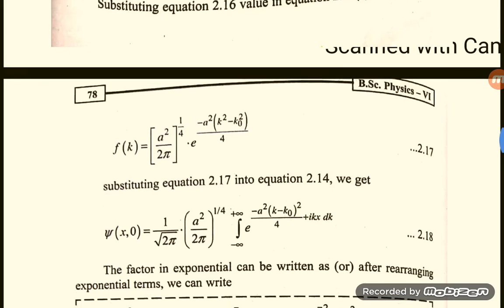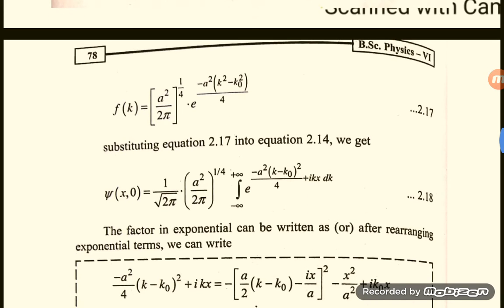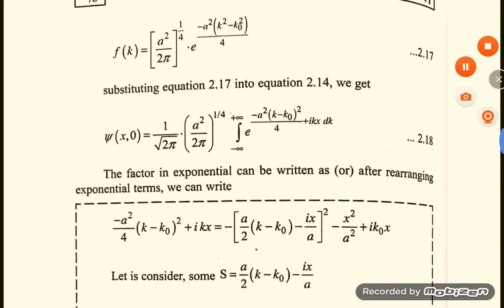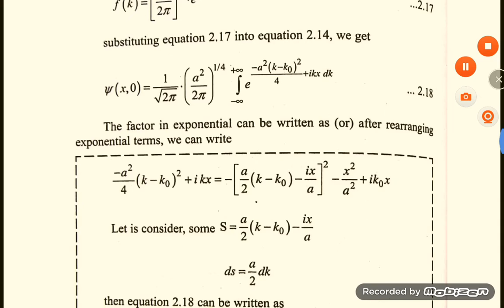Substituting these values in the wave function, psi of x,t is equal to 1 by root 2 pi (a square by 2 pi) whole power of 1 by 4, integral from minus infinity to plus infinity e power minus a square of (k minus k naught) whole square by 4 plus ikx dk. So the factor in the exponential can be written, after rearranging the exponential terms, as you see in the box.